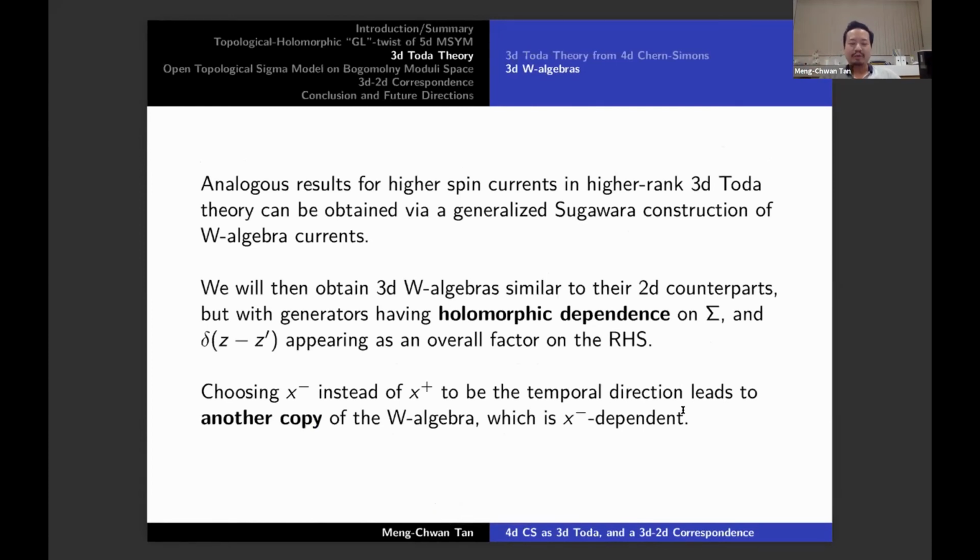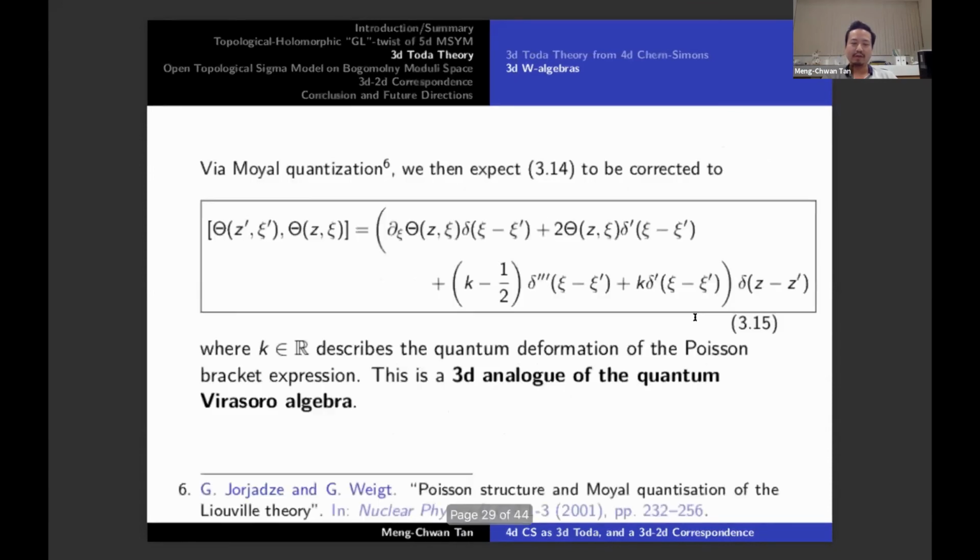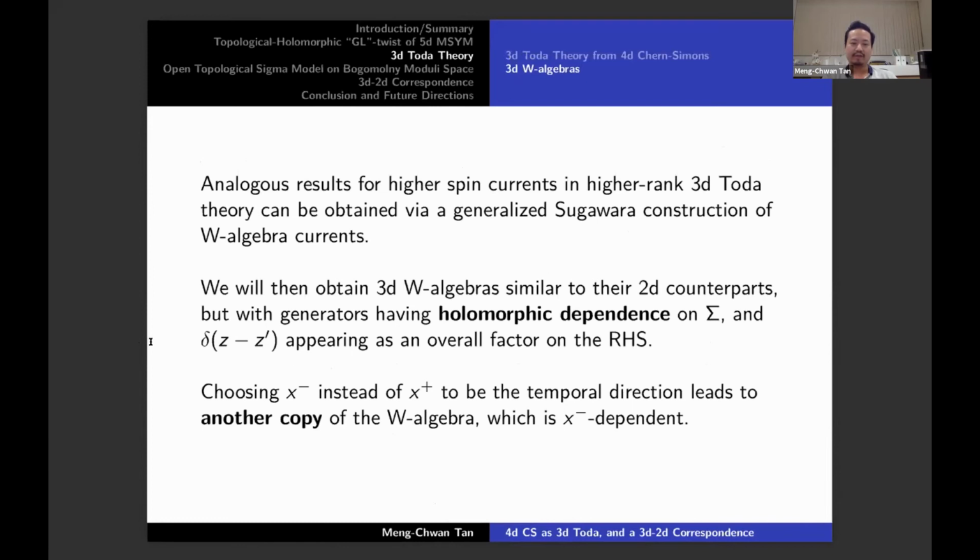And in this way, we will be able to get 3D W algebras from 3D Toda theory, okay? And so you can see that it has a holomorphic dependence on sigma here, on the Z. And then at the same time, there is this factor here that appears. It's very interesting. We have a singularity along the spectral curve plane.